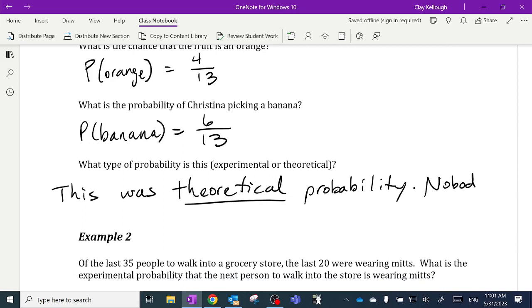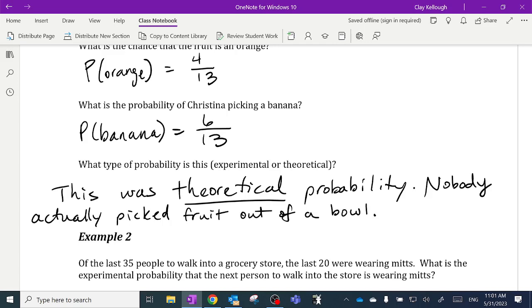Nobody actually picked fruit out of a bowl. If I were to take the bowl and say, all right, reach in without looking, and I guess you'd have to use some sort of claw machine or something, because I think the average person, even without looking, can tell the feel difference between an orange and a banana, unless they're really not familiar with fruit. So they pick, and it's like, oh, it's a banana, put it back. Pick again, oh, it's an orange, put it back. Pick again, oh, it's a banana, put it back.